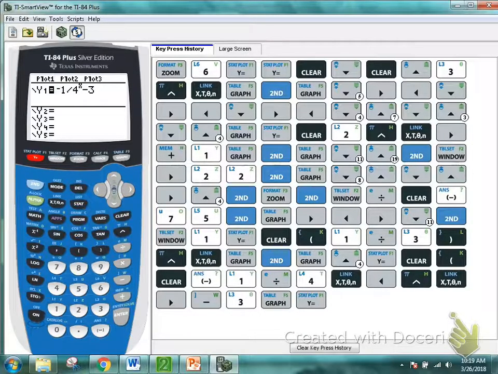Just plug it in, okay? Like that. Negative, parentheses. Do a negative sign there, right? Don't do a minus, okay? Make sure you do the actual negative sign, not the subtraction sign. Your calculator won't like that. It'll give you an error, a syntax error, okay?